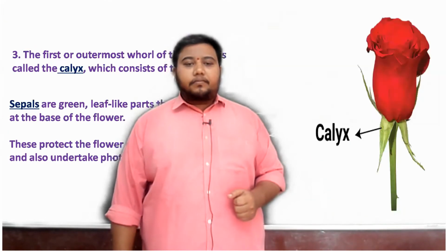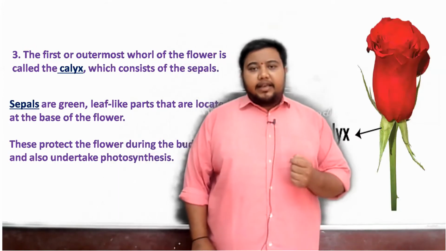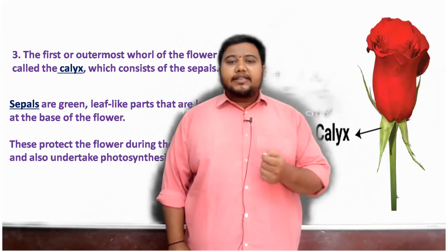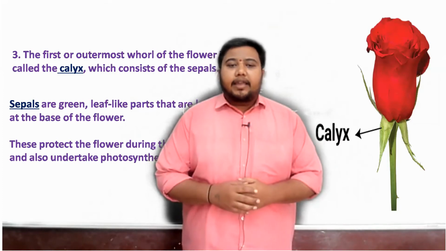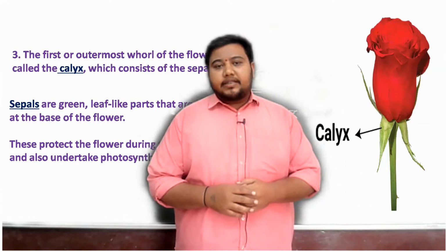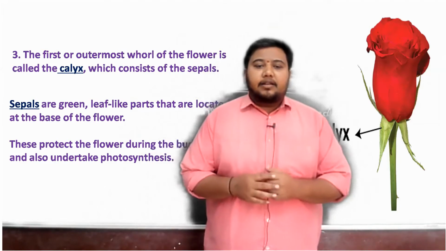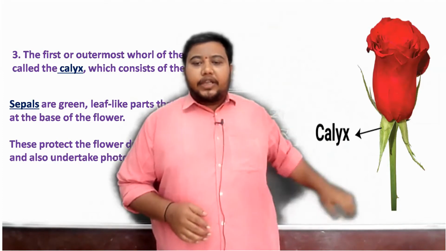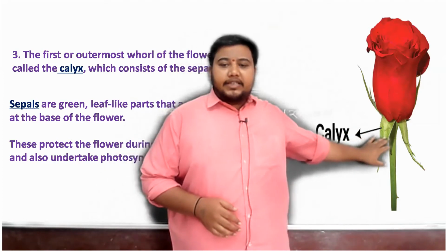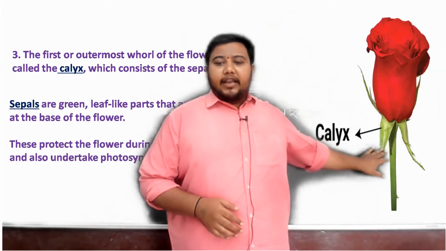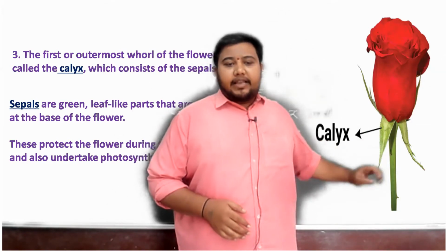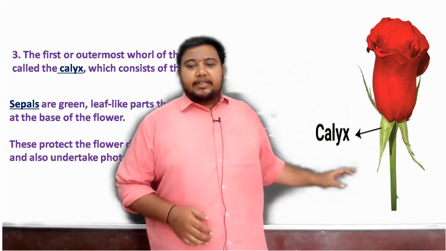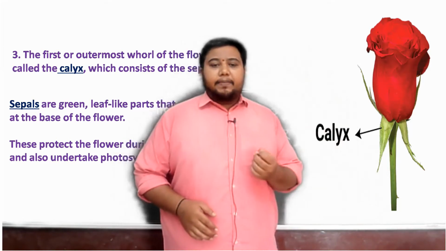Okay, next part. The first, or outermost, whorl of the flower is called the calyx, which consists of sepals. Sepals are green, leaf-like parts located at the base of the flower. You can see here the rose flower, and the green colored sepals are called the calyx. The calyx consists of green colored sepals.